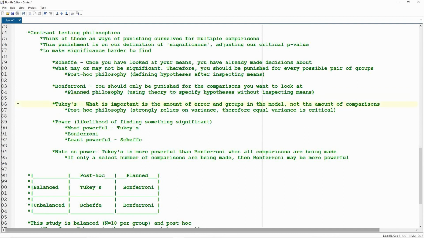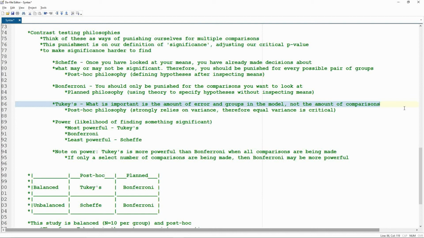Now, just to muddy the waters, let's talk about Tukey's. So Tukey's basically goes, well, Bonferroni takes the number of comparisons and just blanketly divides 0.05 by that. Sheffe looks at every single possible comparison, but what neither of these actually take into account is the amount of error in the model. So Tukey's can take into account the amount of error as well as the number of groups. So it's sort of like Sheffe but with an extra feature added to it.